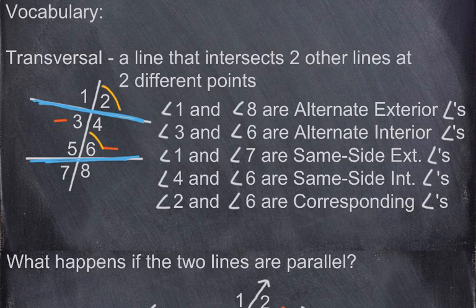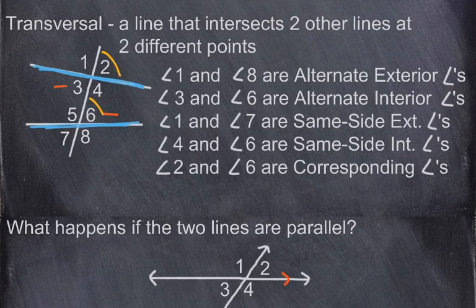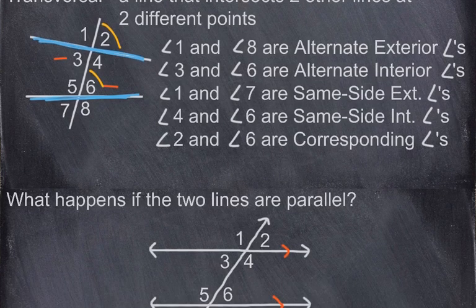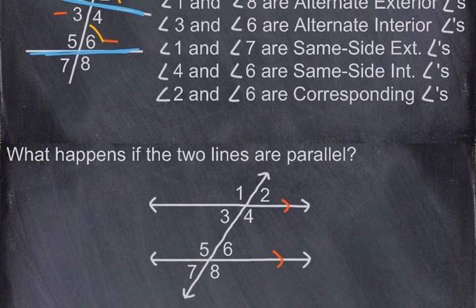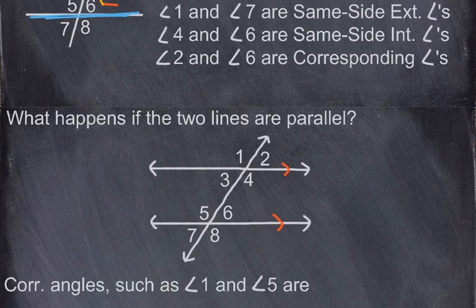Now, what do we know about them? Well, what happens if these two lines that the transversal is crossing through are parallel? What happens to these angles? Well, the corresponding angles, if we were to measure angle 2 and angle 6, actually let's do it as the example is asking, 1 and 5. Notice here's obtuse, and here's obtuse.